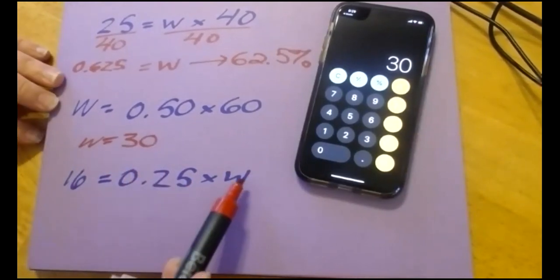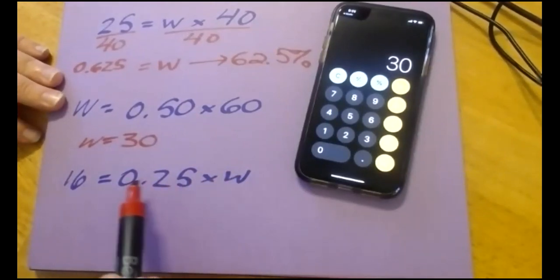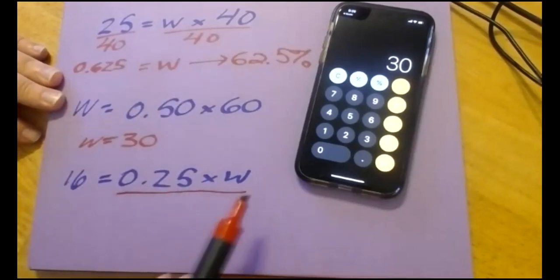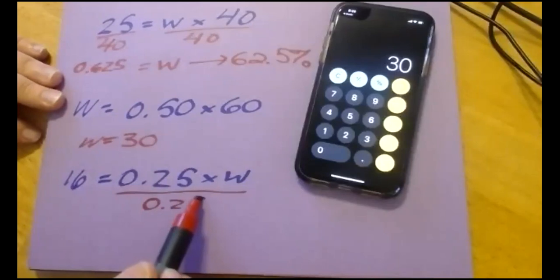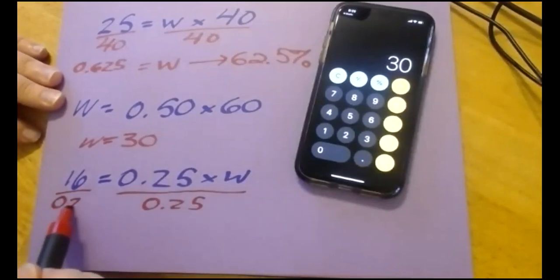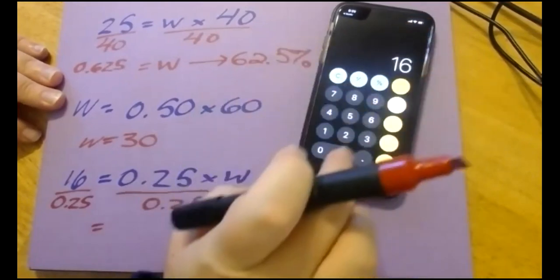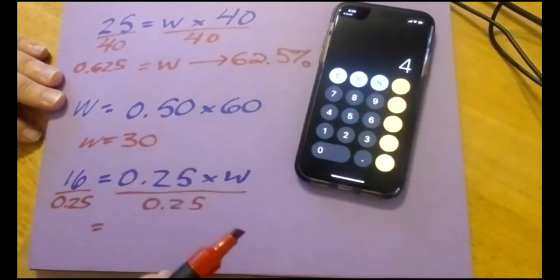Here also, we are asking about what number, and the percent is not what's being asked, so we won't be converting. Again, we have a multiplication on the right, so we're going to use the opposite operation, and we're going to divide. And you should get 64 there. Let's see, 16 divided by 0.25.